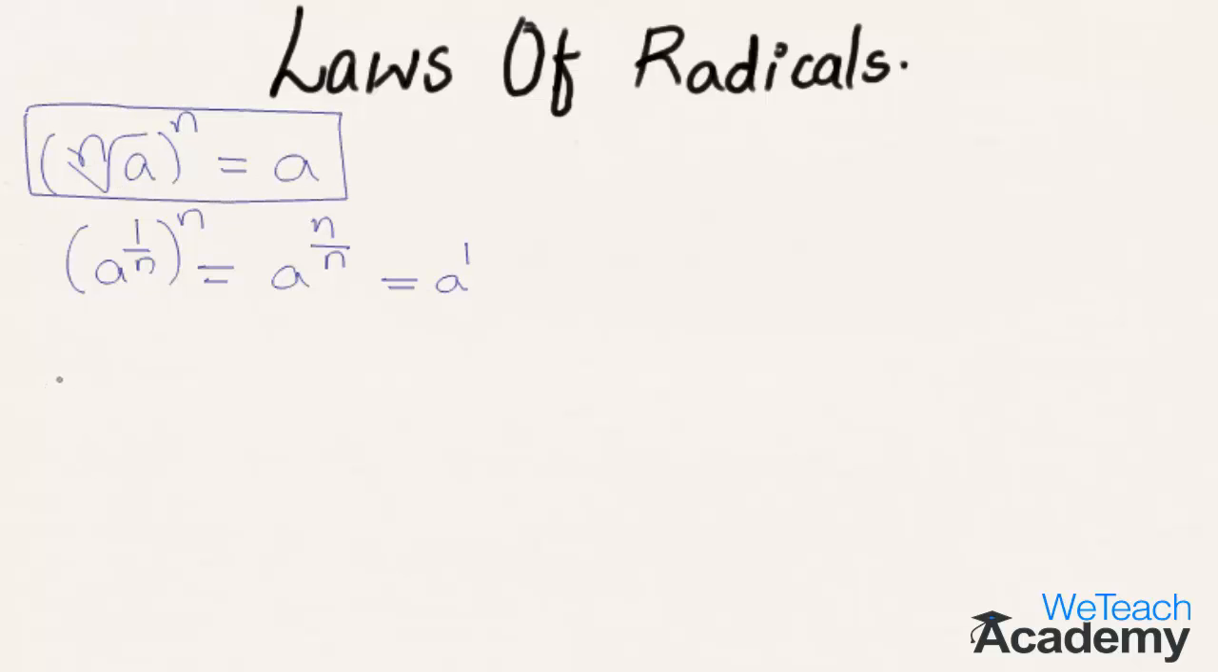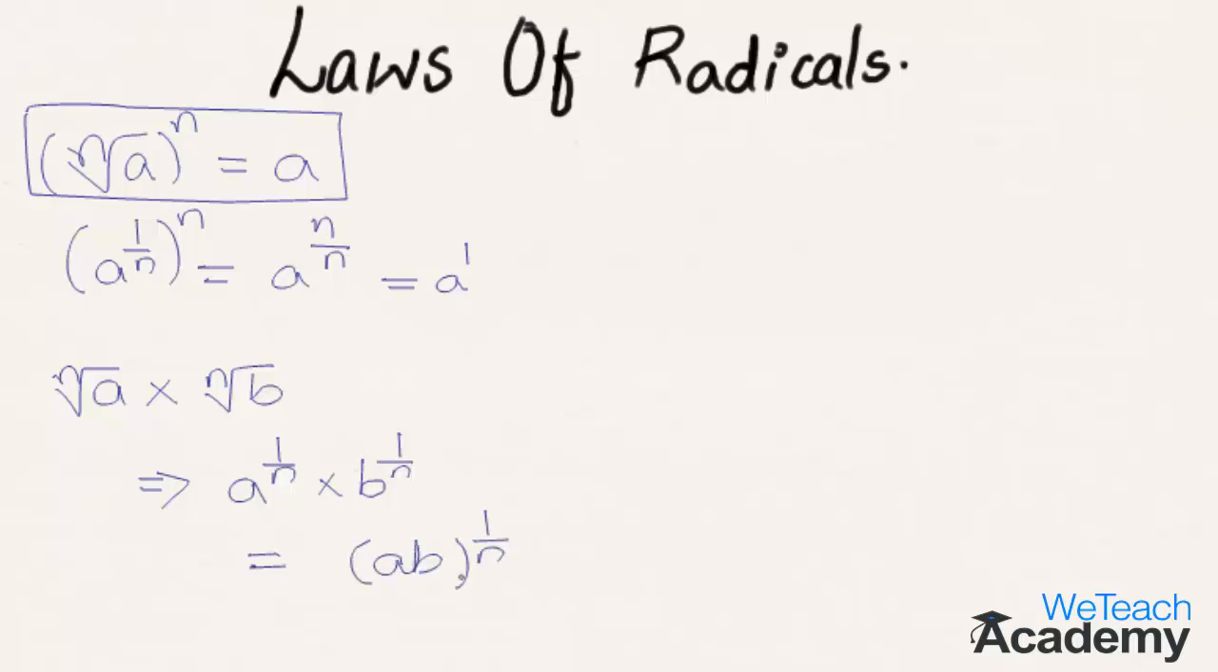Now coming to the next law, that is the nth root of a into the nth root of b. So here the nth root of a can be written as a to the power 1 by n, and the nth root of b can be written as b to the power 1 by n. As the powers are equal, we can write this as ab whole power 1 by n. So this is nothing but the nth root of ab. So we can write the nth root of a into the nth root of b is equal to the nth root of ab.